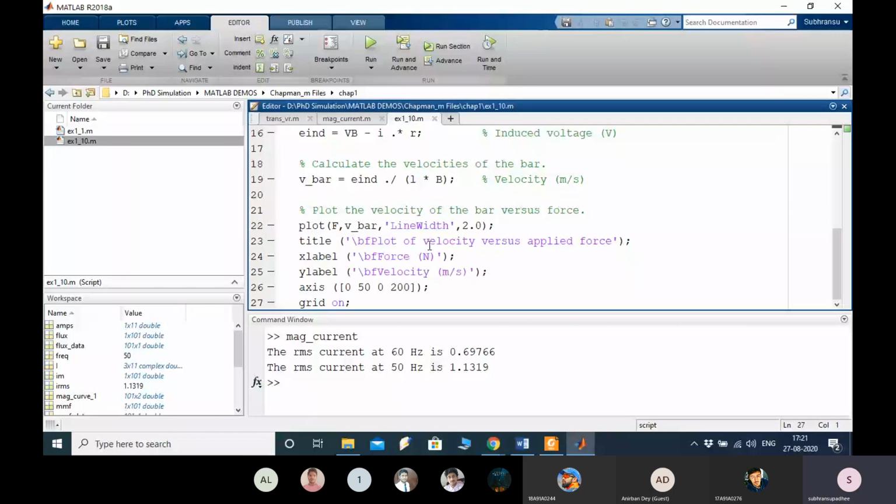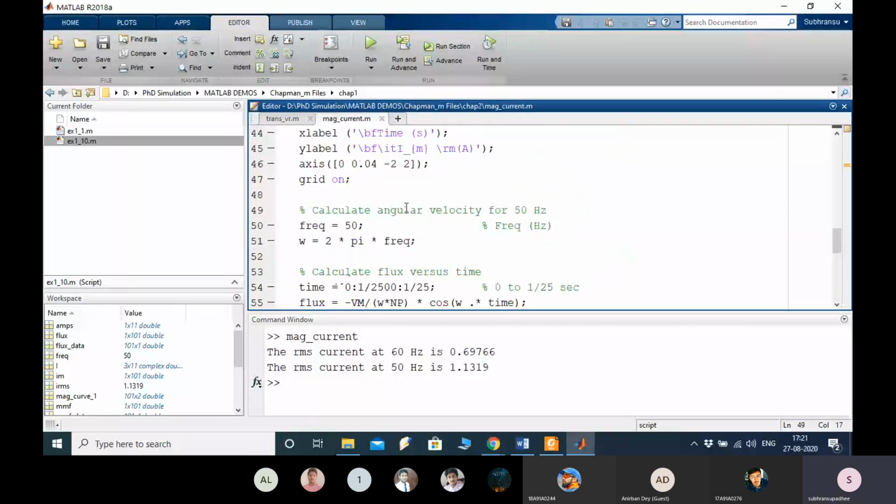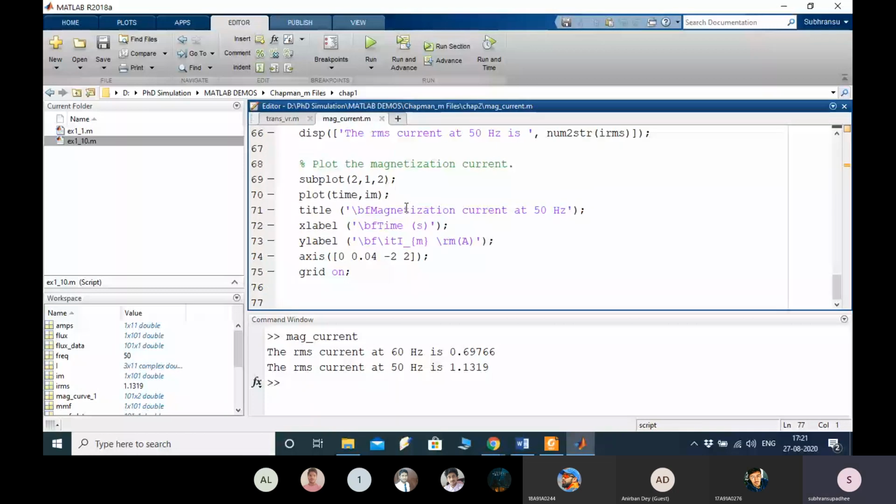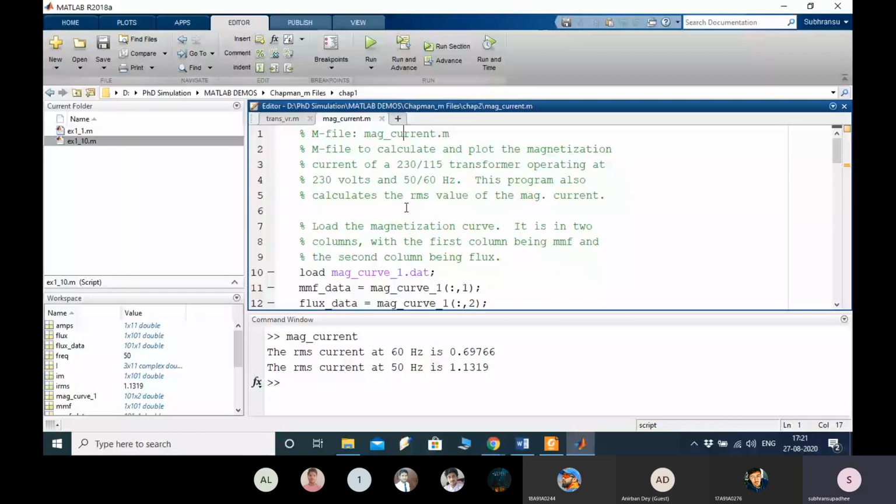Yes, simple codes. Do you require the code? Let me know. You can find this in the book called Chapman. It's a very good book for machines, right? And here the data are also provided. From the data you are plotting everything.